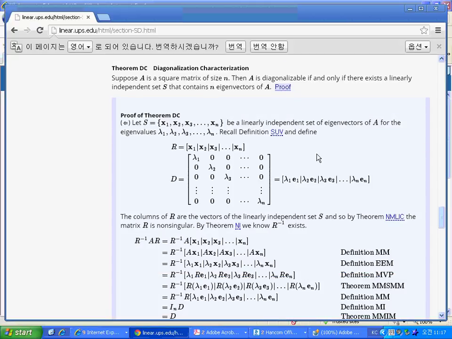Okay, so this is the theorem that Professor David talked about. A square matrix is diagonalizable if and only if you have as many linearly independent eigenvectors as your size. So if you can find a basis for each eigenspace, then you can take all those bases and put them together. And if you have n vectors in total, then you are able to diagonalize.